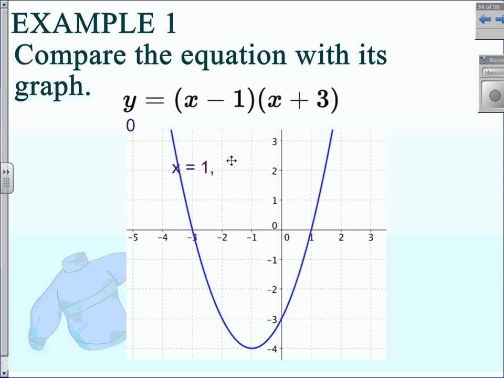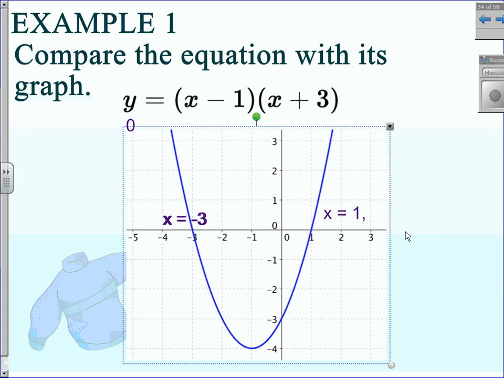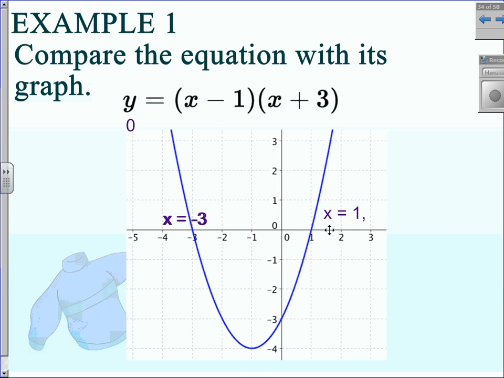However, they don't tell us where the vertex is. While the intercept form tells us where the graph will intersect the x-axis, it doesn't tell us where the vertex is. The vertex could be anywhere in between these two values.